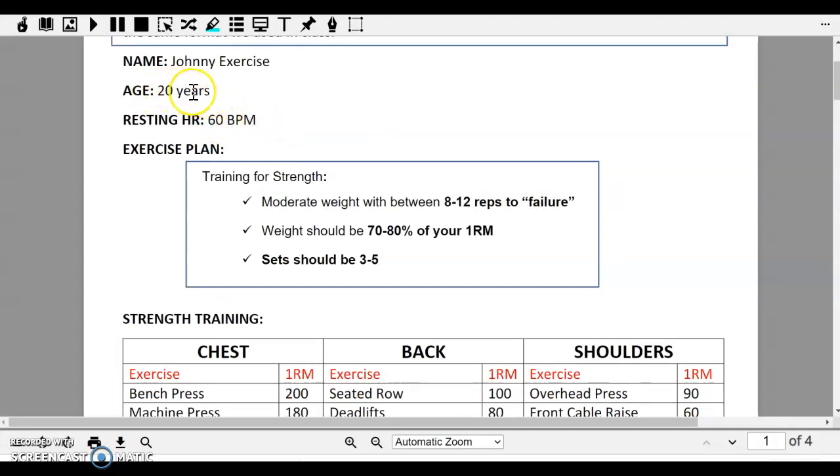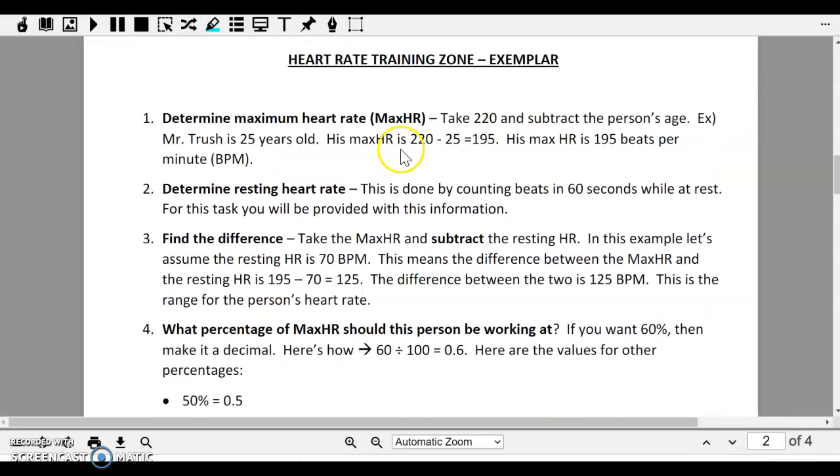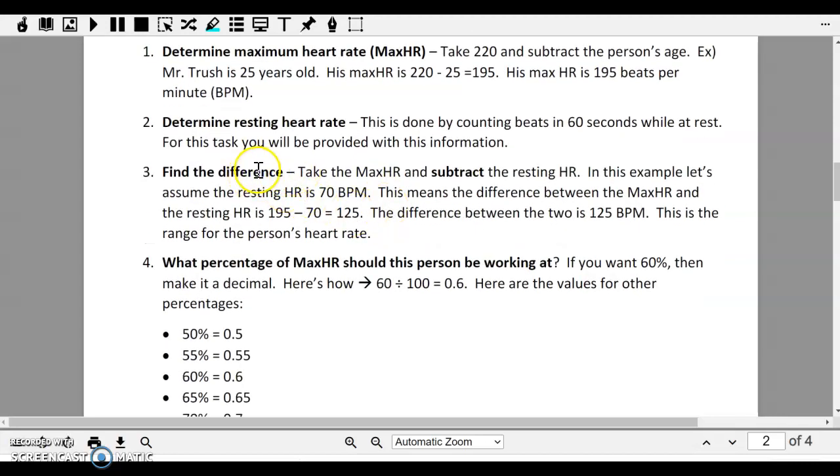This is the age that you're going to use to get his max heart rate. If you take 220 minus his age, his max heart rate is going to be 200. And his resting heart rate is 60. Now you know Johnny Exercise's maximum heart rate and his resting heart rate. What you're going to do is find the difference between the two.